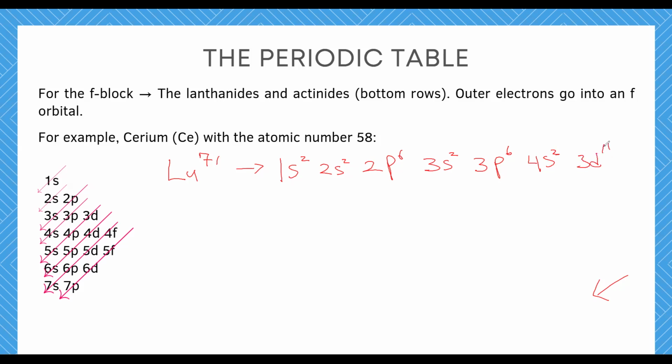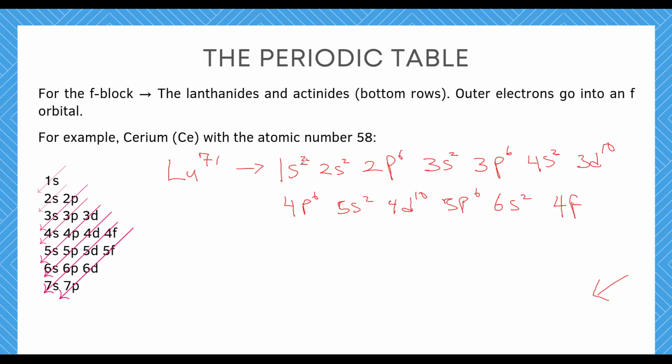3d10. Then after that, we have 4p6. After that, we have 5s2. After that, we have 4d10. After that, we have 5p6. After that, we have 6s2. After that, we have 4f14. So before we put the 14, let's calculate the total that we have.